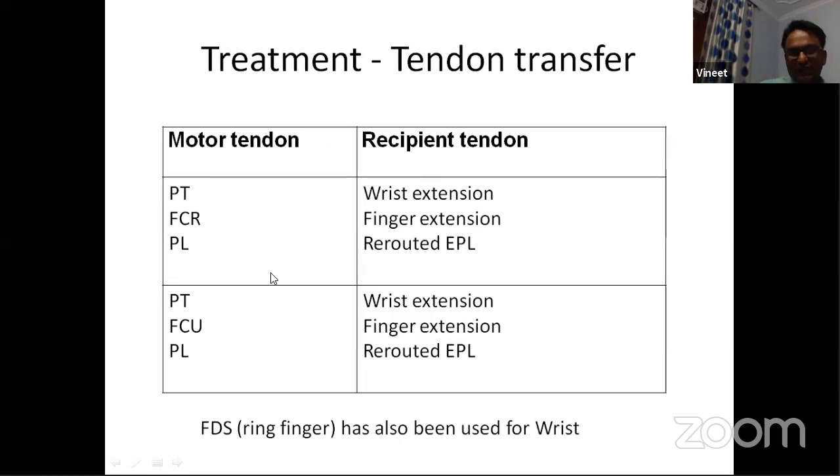The most consistent transfers are these. I've already said pronator teres to wrist extension, palmaris longus for EPL, and FCR or FCU for finger extension. These are the most common triple transfers that we use for tendon transfer. We can discuss the plus and minus of FCR versus FCU. I think it will be beyond the scope of this lecture if I start going into the details of that.